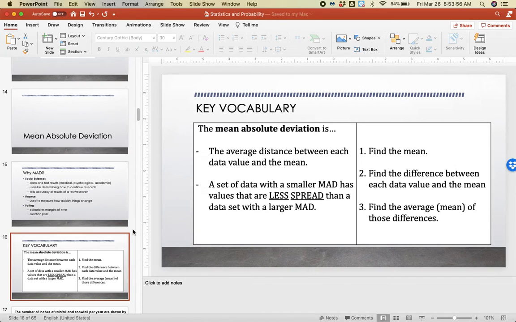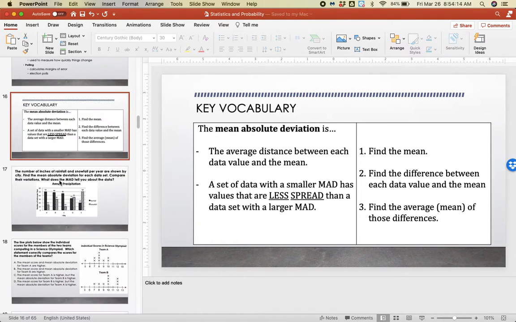In order to calculate the mean absolute deviation, you need to first find the mean of the set of data. Once you find the mean, you then need to find the difference between each data value and the mean. Then finally, you'll find the average or the mean of the differences. So let's take a look at an example.